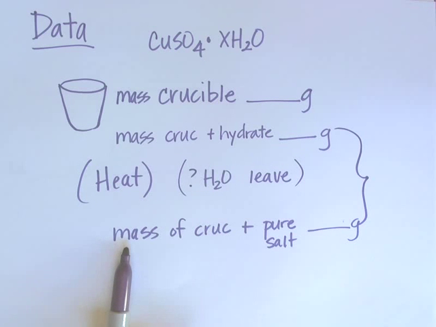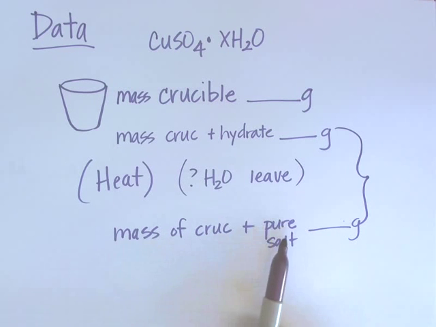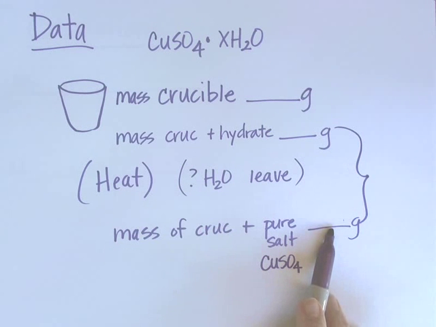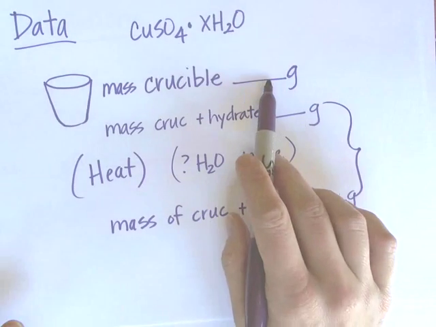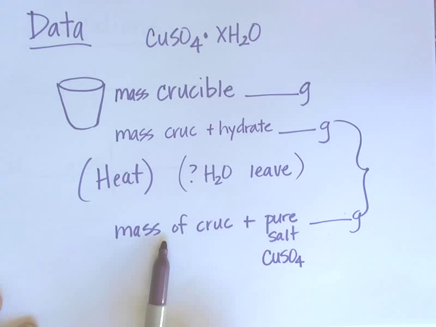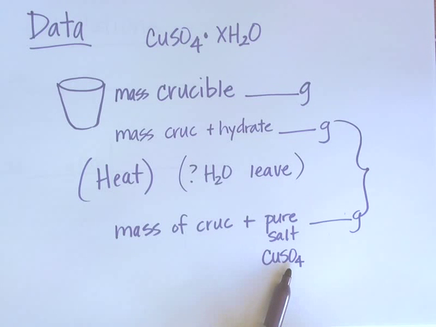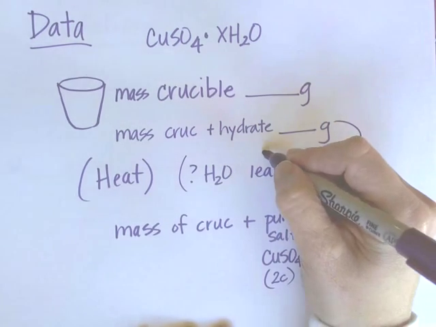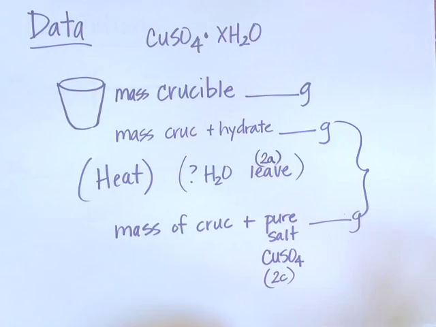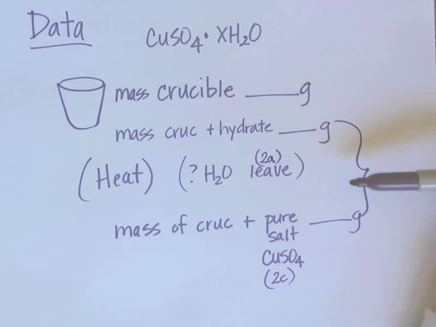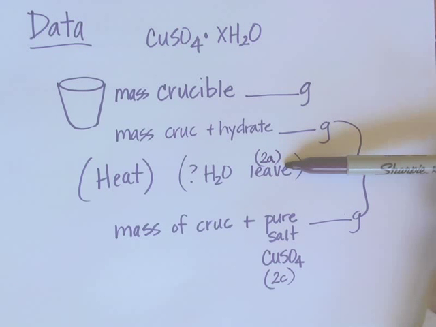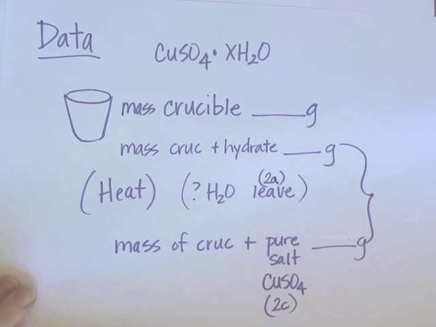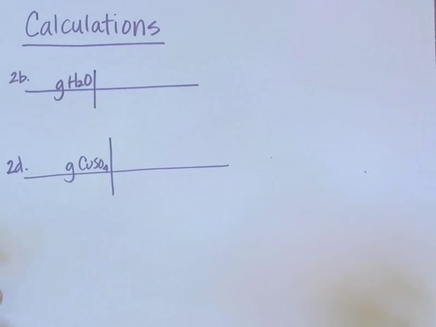And then if you focus on this data here, the mass of the crucible and the pure salt is just the copper sulfate. And if you take this data and subtract out the mass of the crucible, that will tell you just how much pure salt you have. And that will be asked in question 2C. The mass of the water is asked in 2A. So if we understand what we're measuring in each of these three masses, we should be able to figure out how much water left and how much copper sulfate remains. That's all the information that we need to complete the calculations.